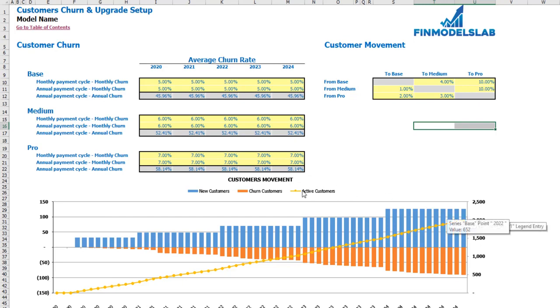Additionally, on the bottom you have customer movement chart, which will show you the new customers, churn customers and active customers based on churn rates, customer movement rates, and visitors and funnel metrics which you set up previously on the dashboard.